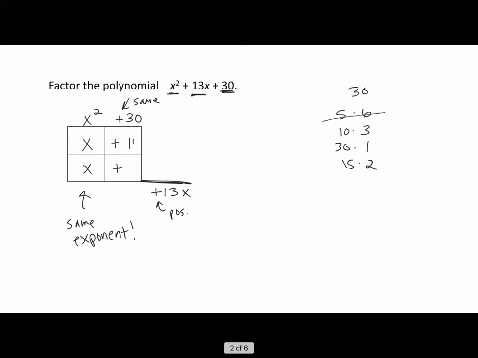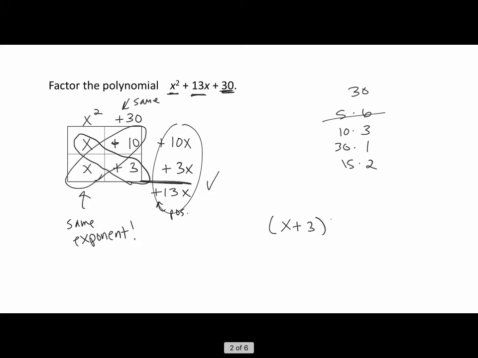What about 10 times 3? Multiply across, that's a positive 10x and a positive 3x. And that does add up to 13x. So that means I have the right factors. So how I'm going to take those factors is diagonal terms. So one factor is x plus 3, and another factor is x plus 10.